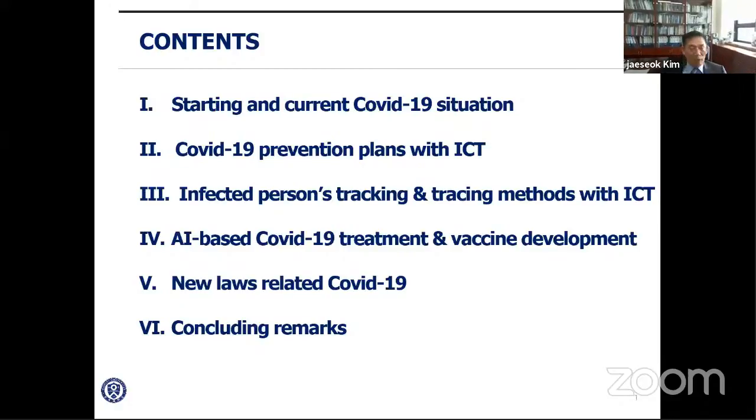So I will cover these topics today. First, I'll make a brief review about the starting and the current COVID situation. And then I'll present the application method of ICT technology by grouping them into three categories: the prevention plans, infected person tracking and tracing method, and AI-based COVID treatment and vaccine developments. And then I'll talk about some new laws related to COVID, followed by concluding remarks.